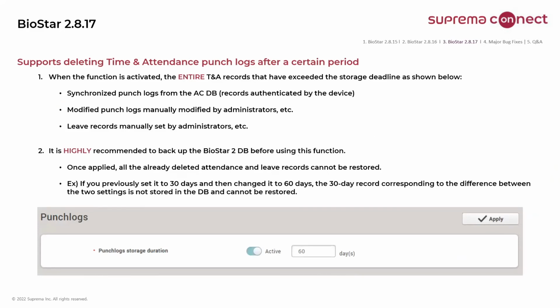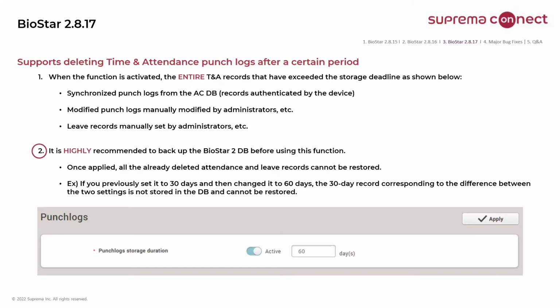The second new feature in BioStar 2.8.17 supports deleting time and attendance punch logs after a certain period. Before applying this feature to the field, there are a few things to note. When the function is activated, the entire TNA records that have exceeded the storage deadline will be deleted. Synchronized punch logs from the AC database, authentication records on the device, punch logs manually modified by the administrator or other people, and leave records manually set by the administrator or other managers.